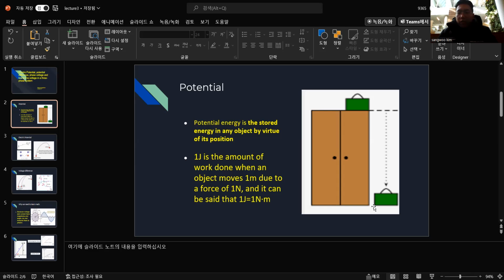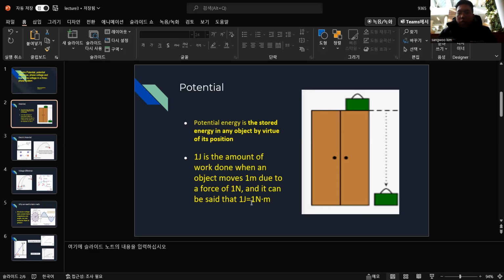For example, this is now on the ground, right? But now it's moved here, on the closet. So from the ground to here, it has now potential energy. We say this is a point and it has a potential energy. So we need to learn about this concept also. 1 joule is the amount of work done when an object moves 1 meter due to a force of 1 Newton.